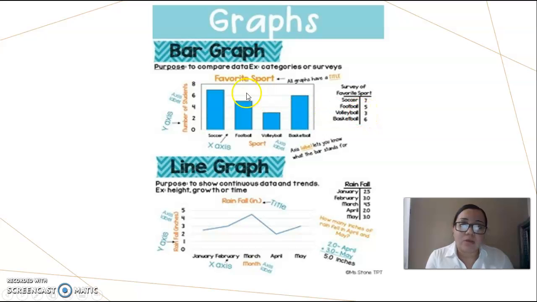They could either give it to you like this in a bar graph, or they can give it to you in a T-chart. Sometimes they might ask you to look at the T-chart and fill in the bar graph, or they might give it to you in a bar graph and ask you to fill in the T-chart. It is the same information.